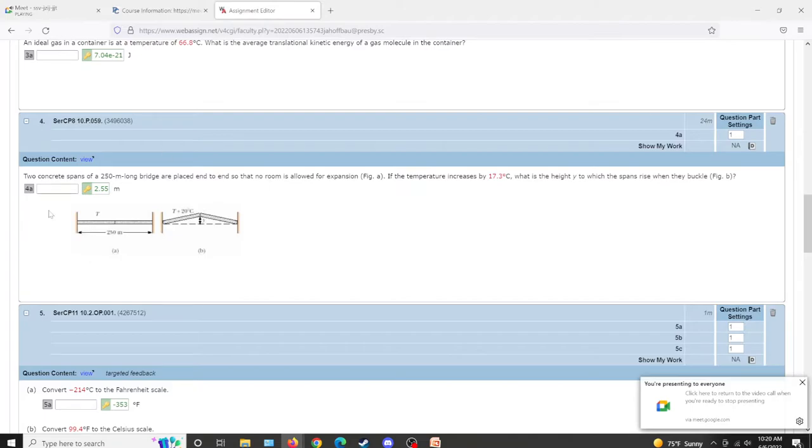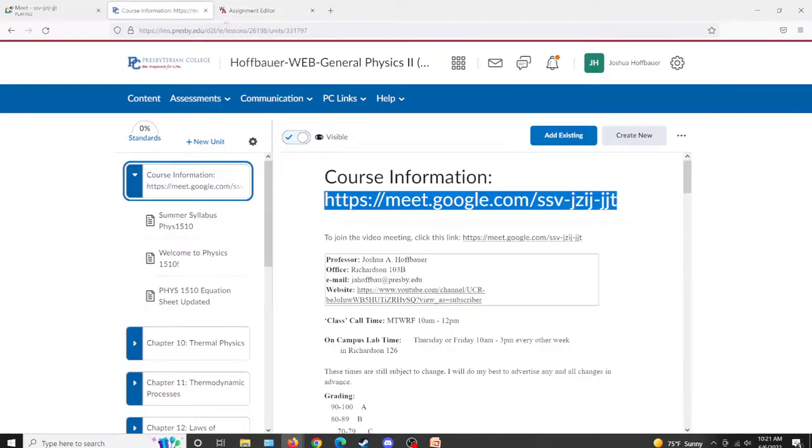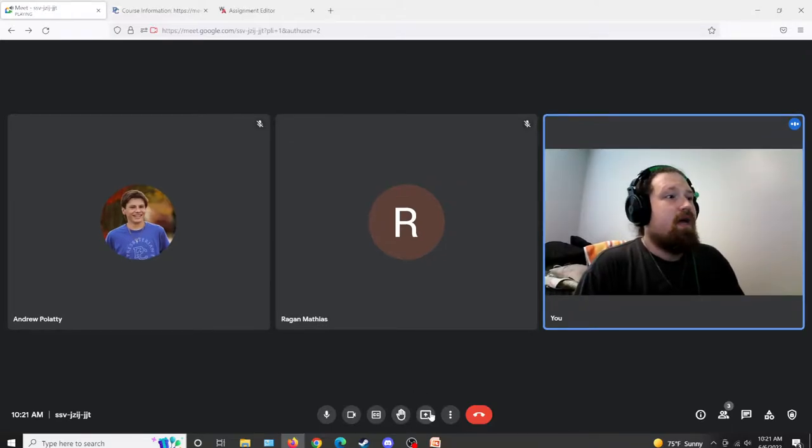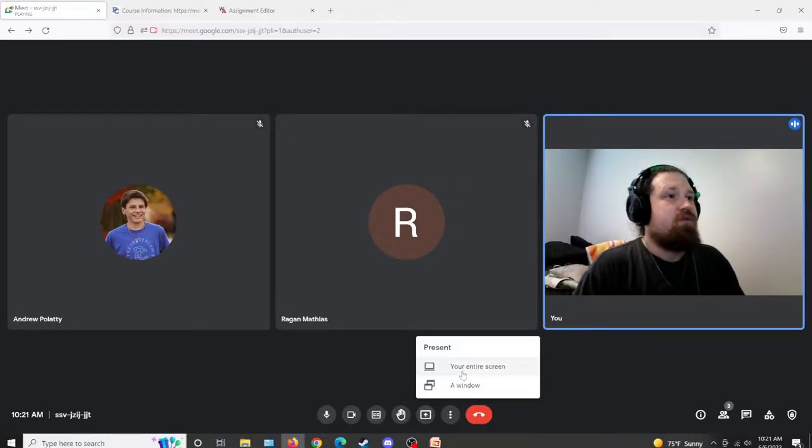Question 4 on the homework. It shows a similar setup, except instead of one solid length of steel, it's 2 separate lengths of steel that are expanding, which is a slightly better way to build a bridge. It is slightly better for taking care of this sort of problem. It will work very similarly, except instead of one big triangle, it's going to be 2 smaller triangles.